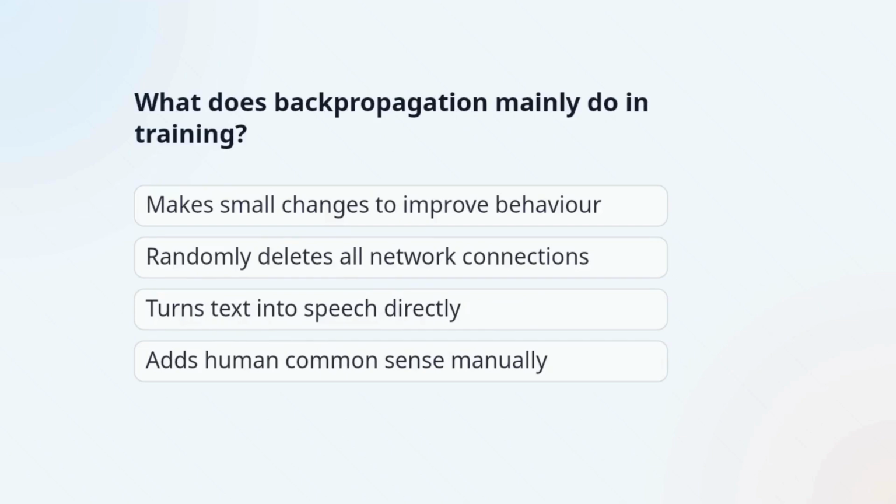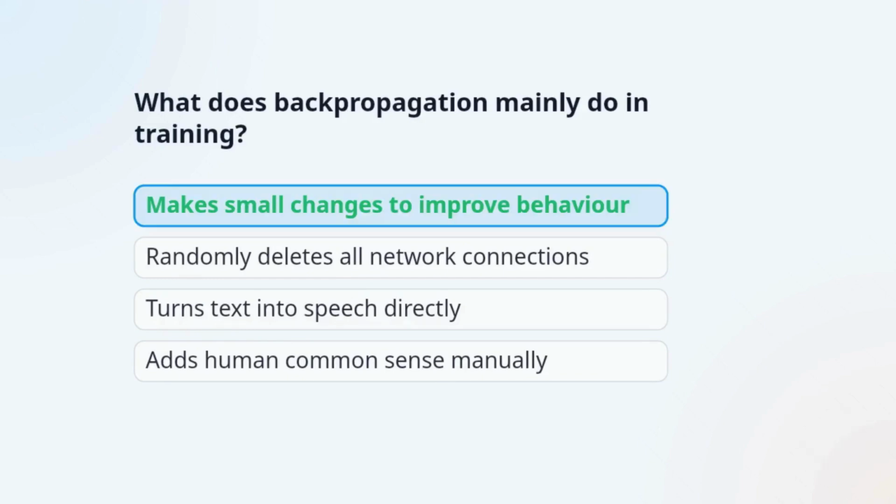Question 3. What does backpropagation mainly do in training? The correct answer is, make small changes to improve behavior. The article explains backpropagation as a method for making tiny tweaks that move the network closer to the behavior shown in data.